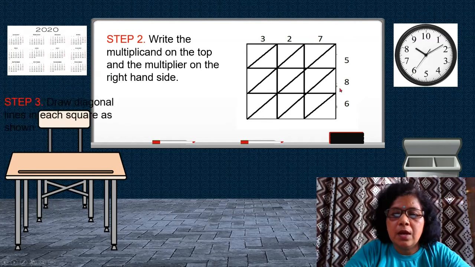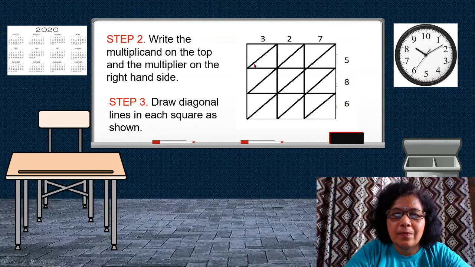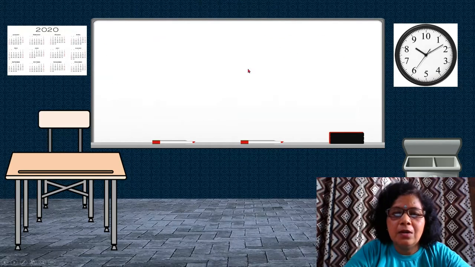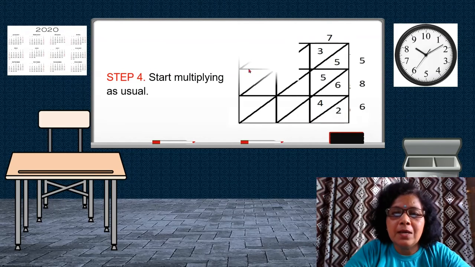Now students, as step 3, draw diagonal lines in each square from here to here. Students, don't forget to use scales whenever you are drawing lines in maths. It keeps your work neat and clean. Done? Now students, step 4, we are going to multiply as usual.